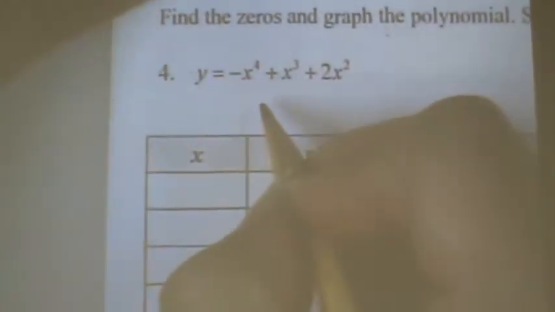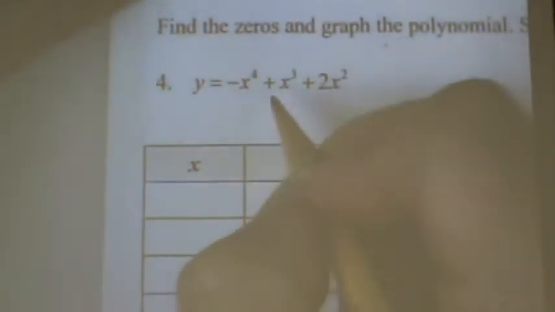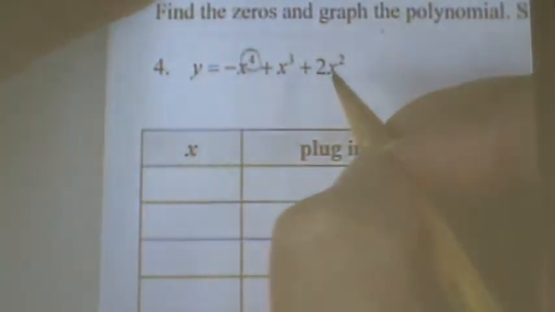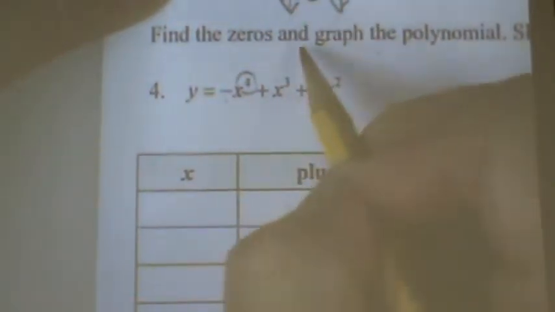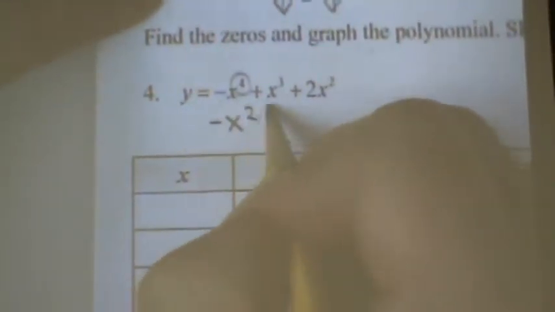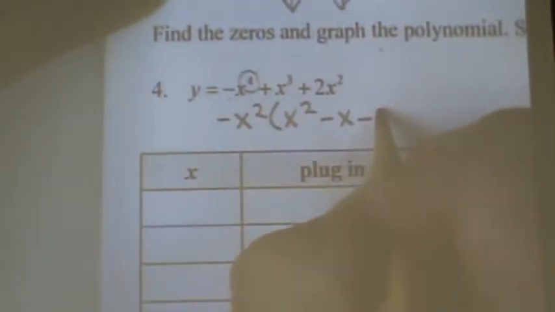Number 4. This was worth 10 points because you're being asked a lot of things. Number 1, you want to find the zeros and graph this. First of all, what kind of a degree is this, even or odd? And the leading coefficient is negative. So no matter what, my graph, both left and right need to go down, and they need to do the same thing. So I'm going to first pull out negative x squared. That's your GCF. You're left with x squared minus x minus 2.